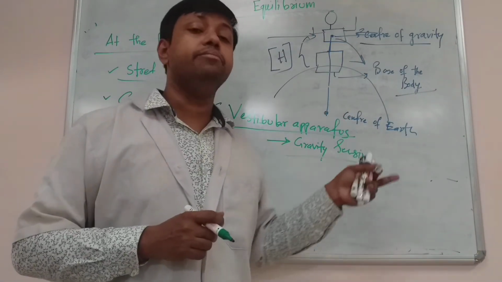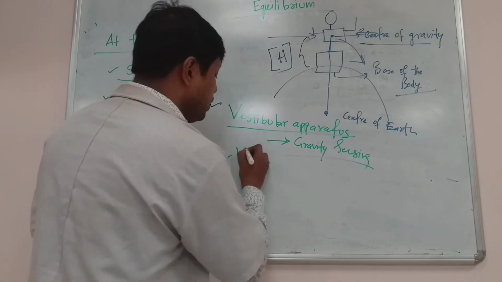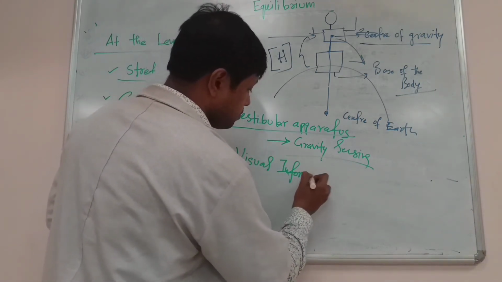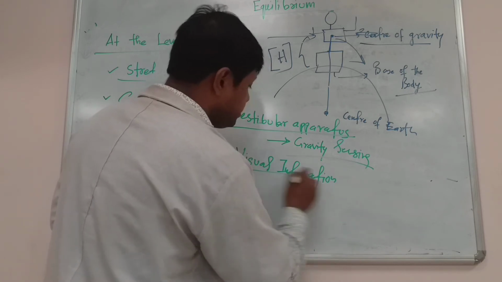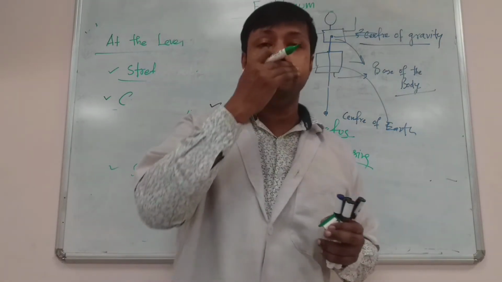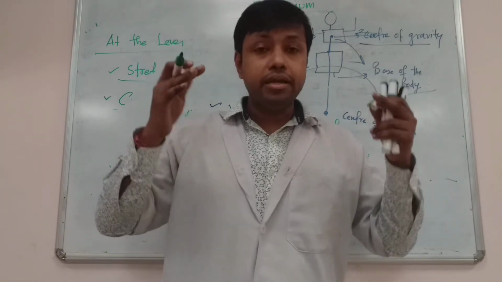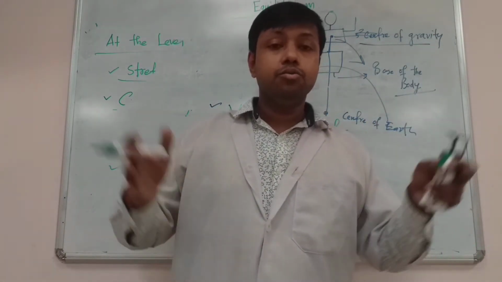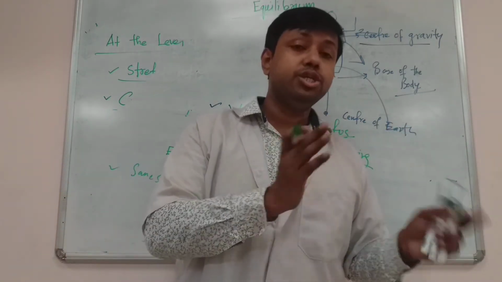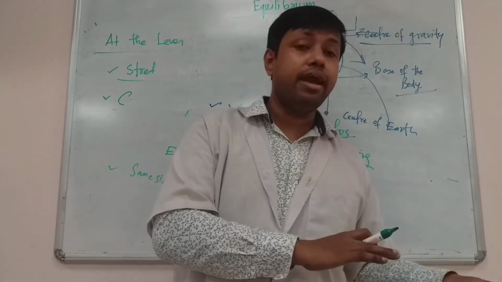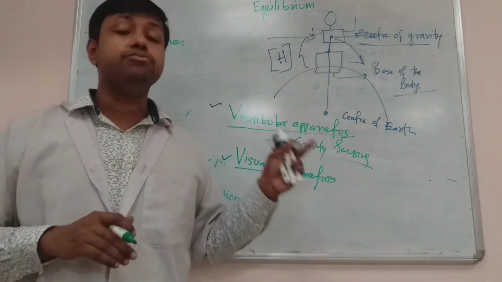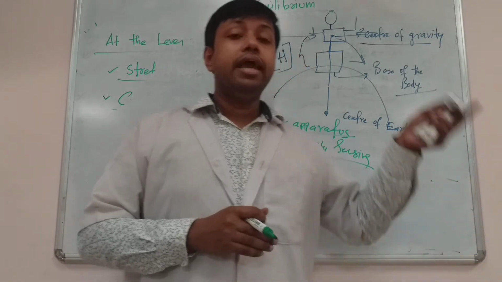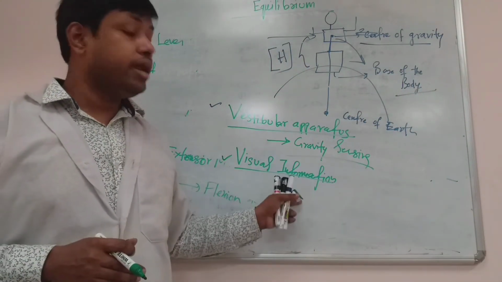Helping in equilibrium. Next important point is visual information. Visual information is very important. Actually, eyes always see the position of the particular human being, the position of the particular object or animal compared to the environment. So it will compare the position of the particular individual with respect to the environment and give information. This is called visual information to the various parts of the brain, and it will stimulate the cerebellum, and ultimately they will stimulate the corresponding muscles.